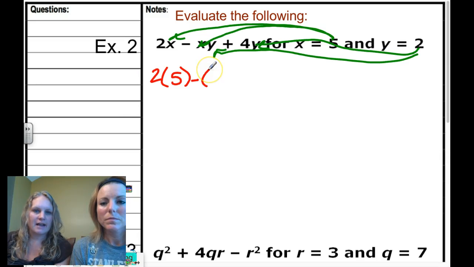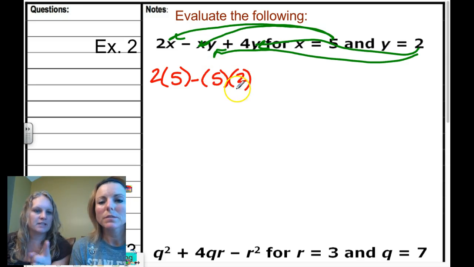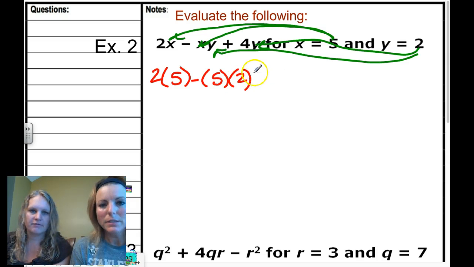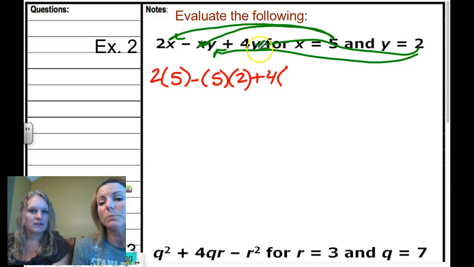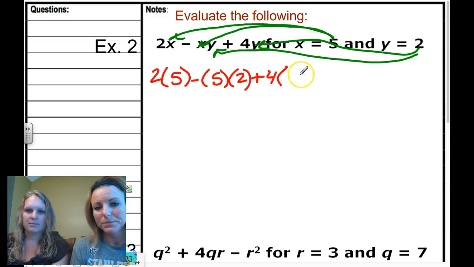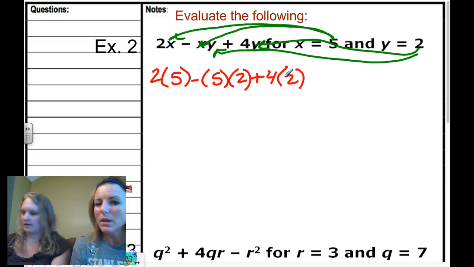Minus, instead of x, we're putting 5. Instead of y, we're putting 2. See how I do parentheses just to make sure I'm not confusing myself? Everywhere you're substituting something in for a variable, put that number in parentheses. So instead of y, I'm going to put 2. Correct. There we go. Now we can solve that.